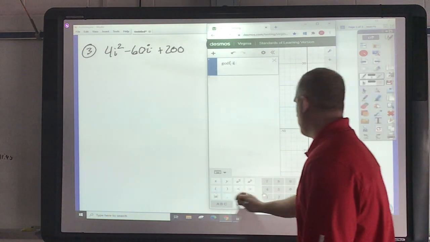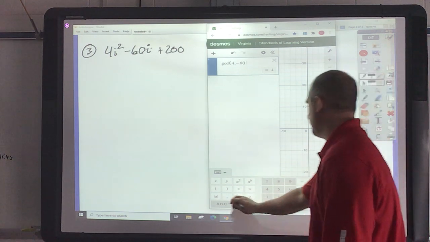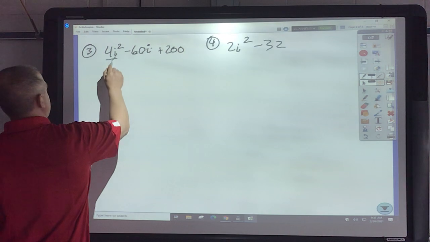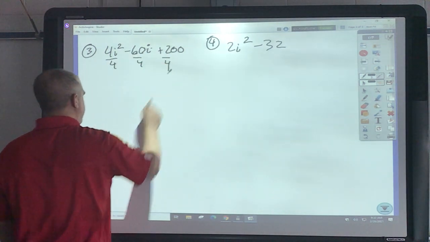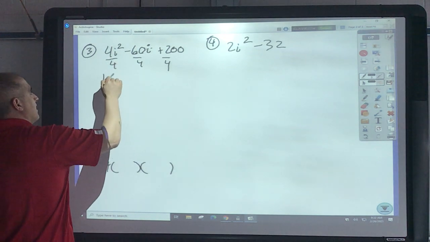All right, so I'm going to check 4, negative 60, and 200. You get 4, all right? So what does that mean? I've got to divide them all by 4. The 4 has to be down here with my answer. So that would be 1i squared.